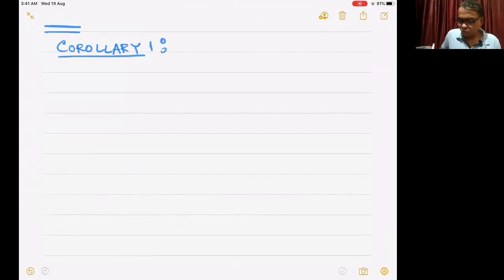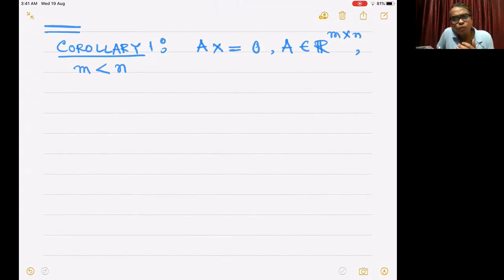Suppose we have a homogeneous system of equations, Ax equals 0. Homogeneous is important, where A is some matrix of size, like always, m cross n. However, here we insist on m being strictly less than n. So what does that mean? This means that the number of equations is strictly smaller than the number of unknown variables. The number of unknown variables is n, the number of equations is m.